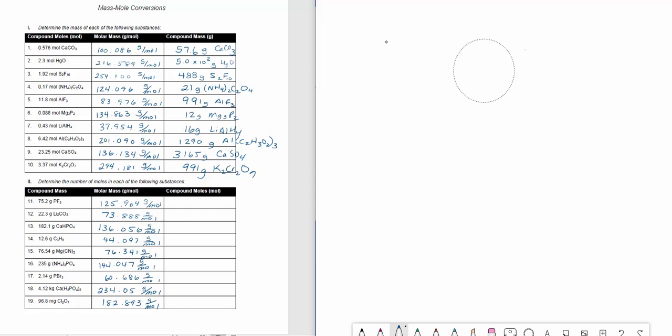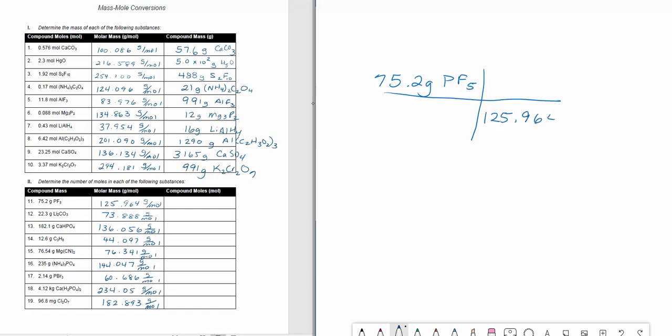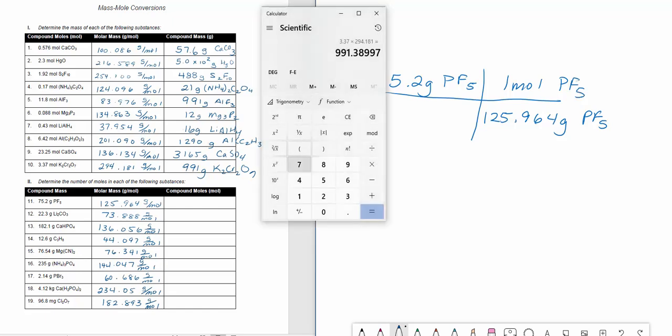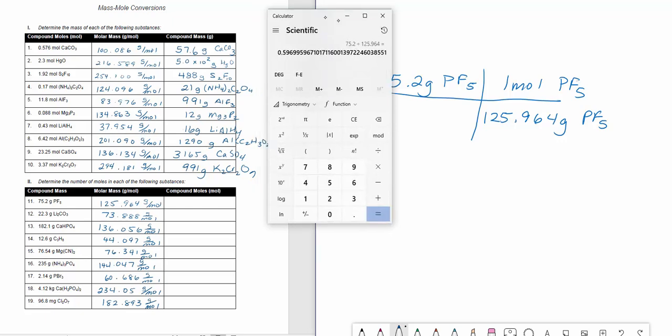And activity 2, we're going to take, in this case, our grams. We're going to start with grams of compound. And we're still going to use that molar mass as a conversion factor. Now, the number stays with grams, so this time the number goes in the denominator, and 1 mole goes in the numerator. So to do this, I take what I started with, 75.2, and I'm going to divide it by the molar mass. And then I end up with moles.